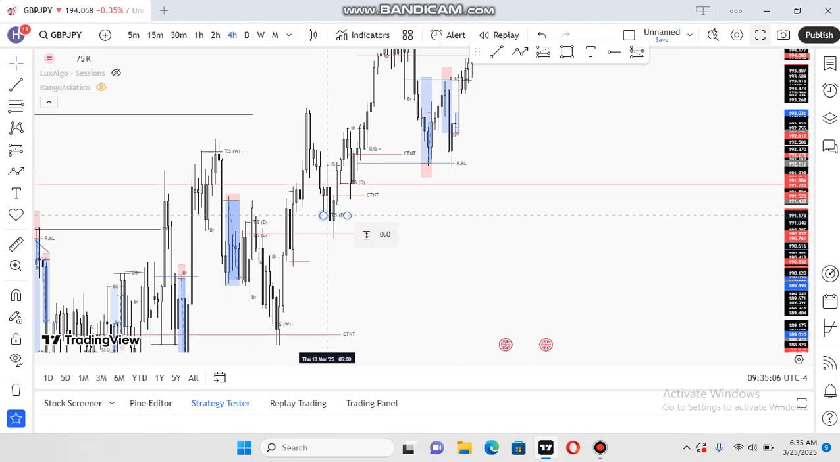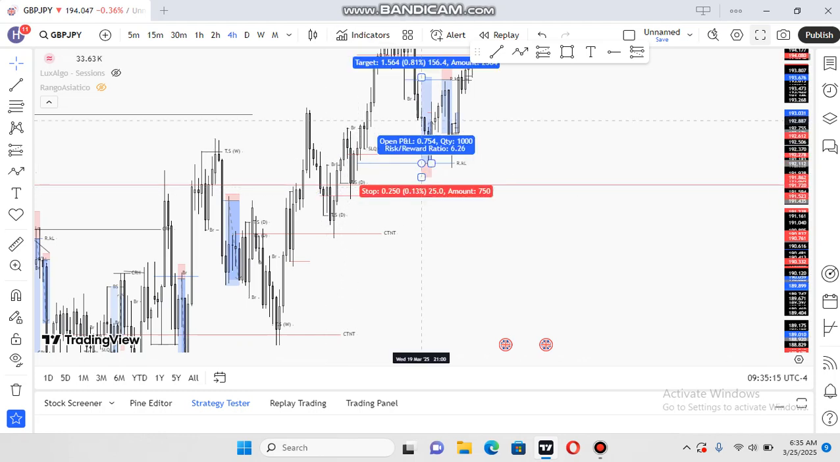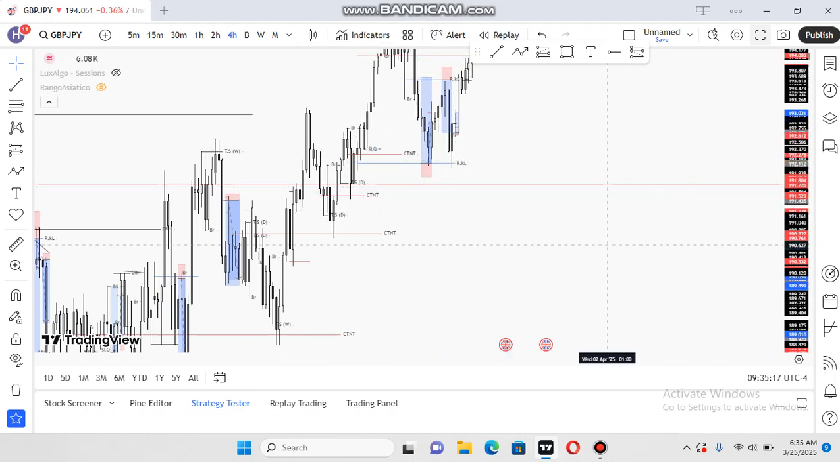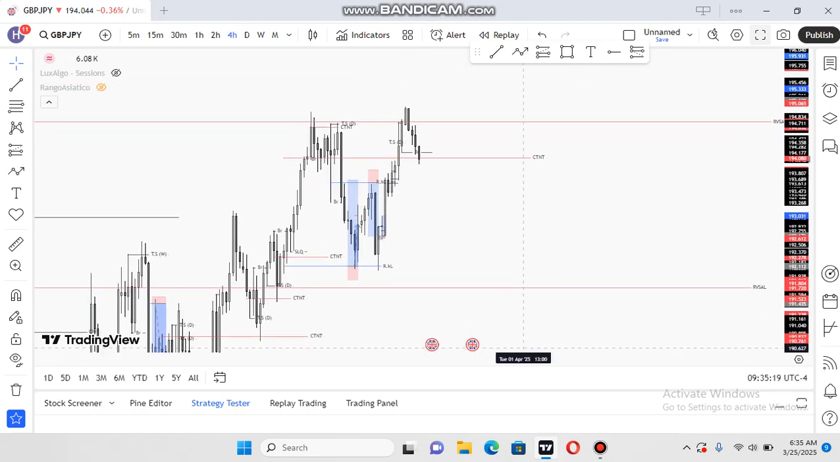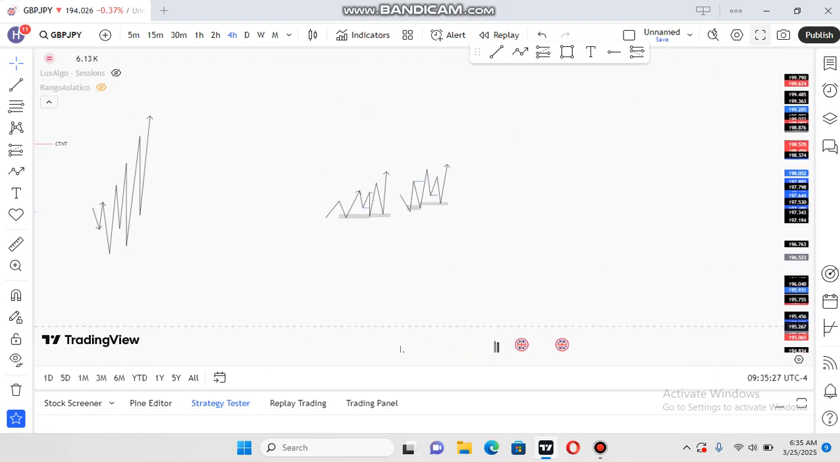You can see sweep of liquidity, break of structure around here with large body candles. Market came back into this QM level and then we bought. So that is basically all I do for ranges. So you want to see a sweep of liquidity, a break of structure, and you also want to see an internal range liquidity if possible.